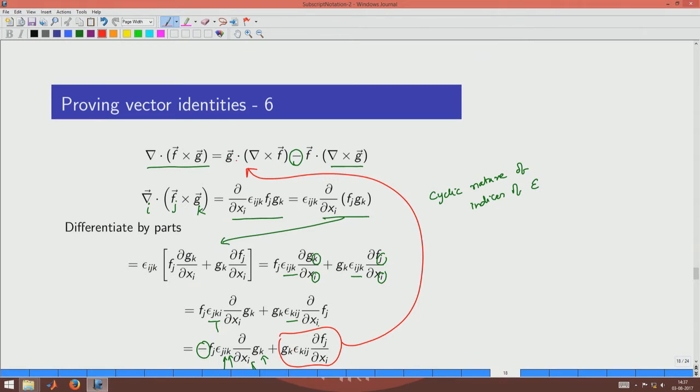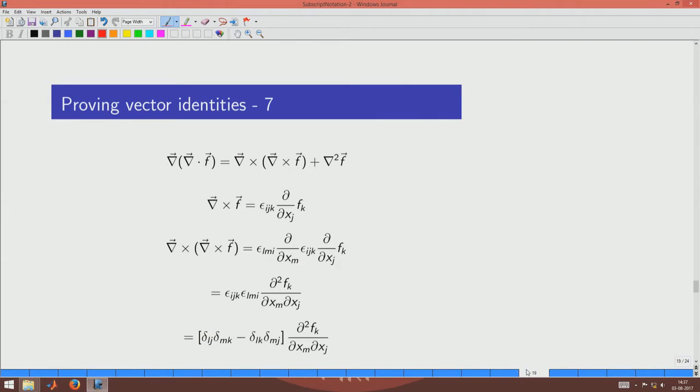So, you can see clearly that proving this vector identity has involved 2 concepts. One concept is the differentiation by parts, and another concept is the cyclic nature of the indices of epsilon. So, these 2 are basically conventions of the summation convention, and therefore, by using the subscript notation, we have made the differentiation very simple, and in about 2 or 3 steps we have got this identity proven.